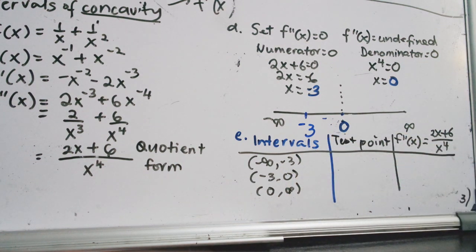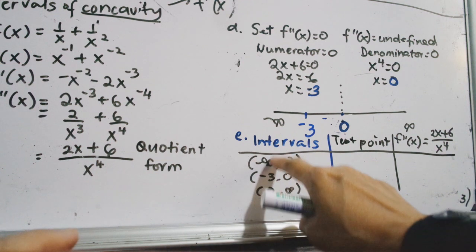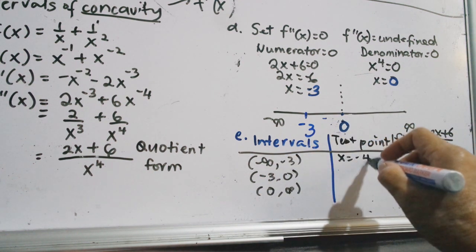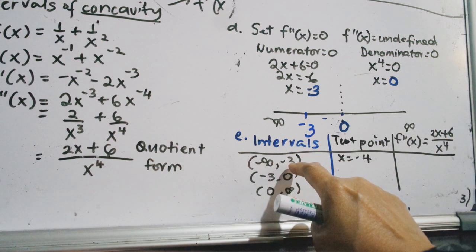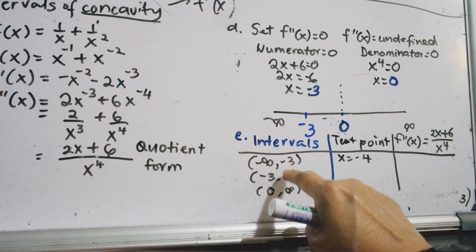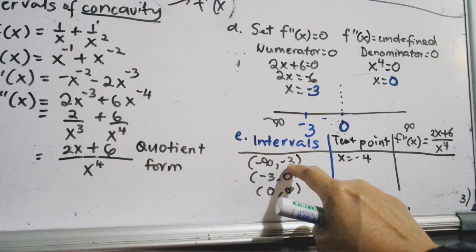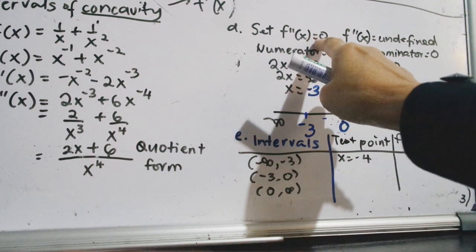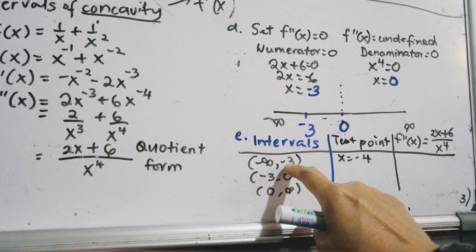So take a test point. Minus infinity to minus 3. We know that minus 4 is in the interval. So x equals minus 4. Do not take minus 3 as your test point. You must take anything in between, but not minus 3. Okay, why can we not take minus 3? Because minus 3 is where f double prime is 0, not plus or minus. That is why you cannot take minus 3.